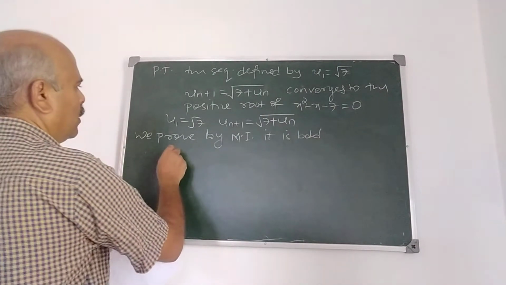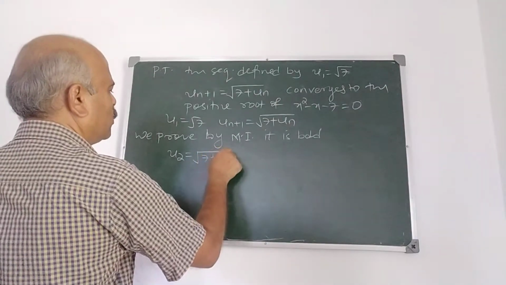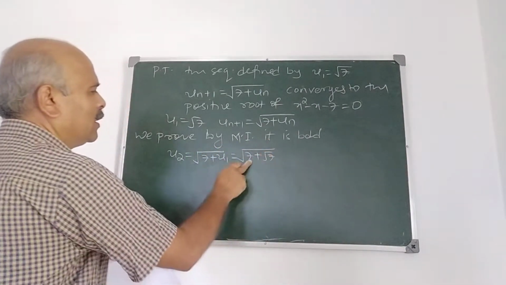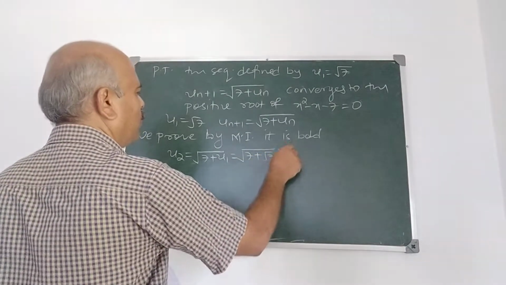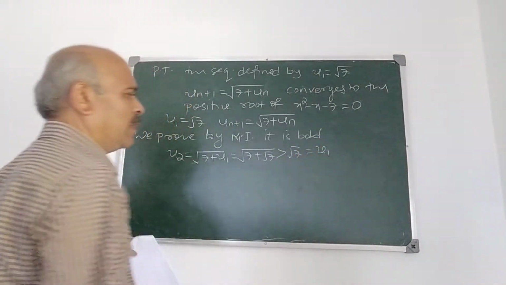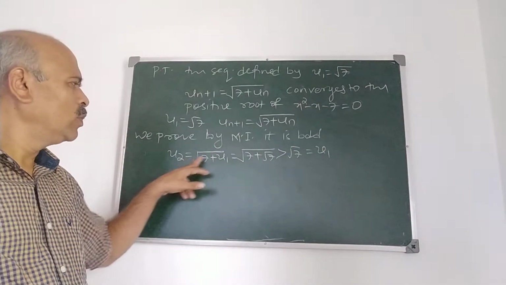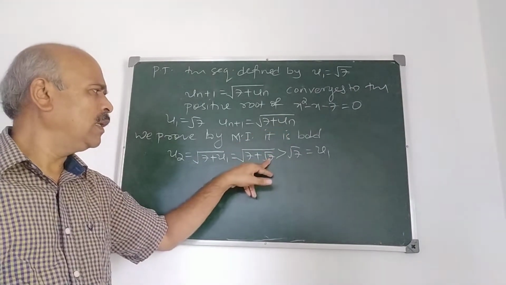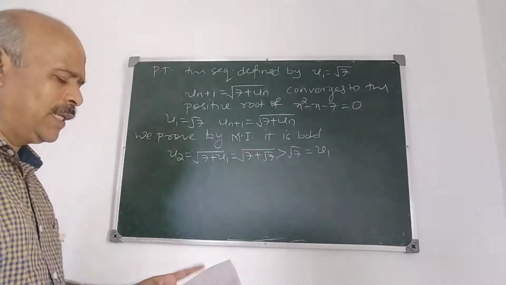For that, what is u2? u2 is square root of 7 plus u1, square root of 7 plus root 7. Is it greater than root 7 or less than root 7? Greater than root 7. It is simple. Take u2, it is root of 7 plus u1. u1 is given as root 7. Therefore, u2 is greater than u1.